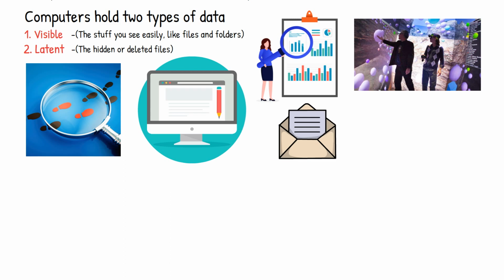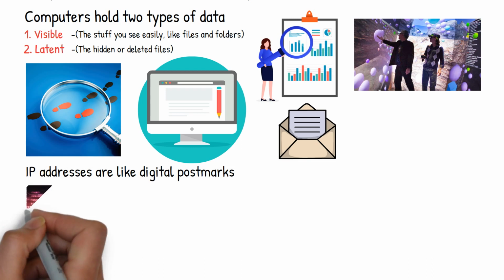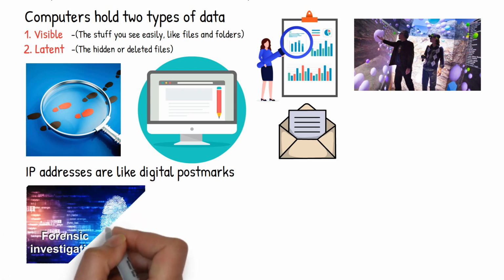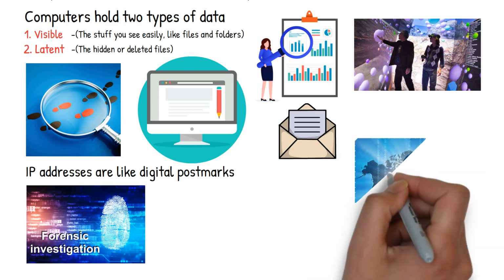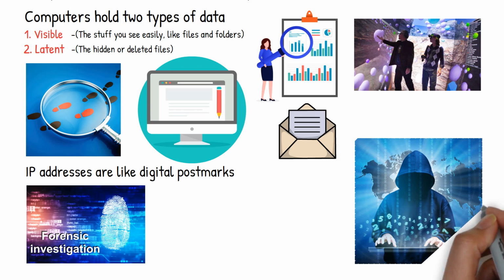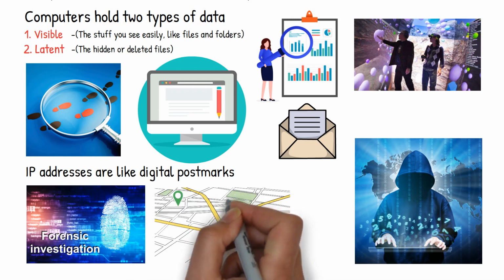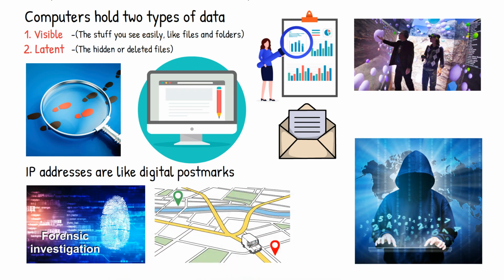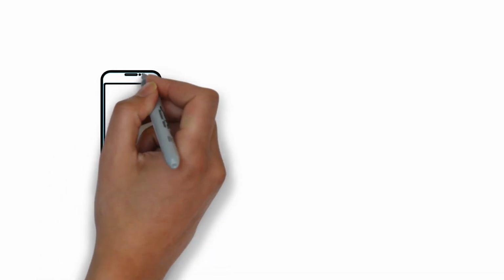IP addresses are like digital postmarks. They tell you where a piece of internet mail came from. In forensic investigations, these postmarks are crucial. They can link a suspect to a cybercrime, like a breadcrumb trail leading back to the witch's house. Tracing IP addresses involves navigating a maze of networks, but once you find the source, it's like finding the X on a treasure map.